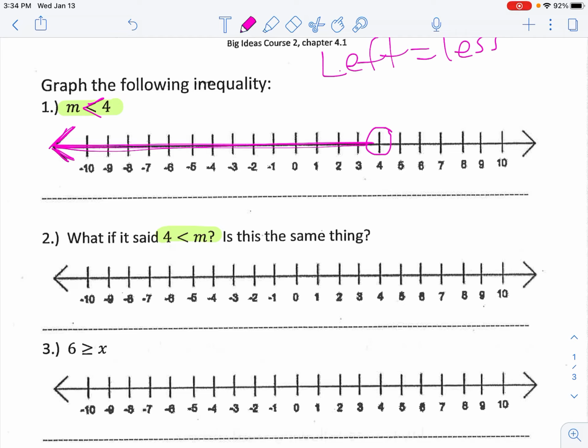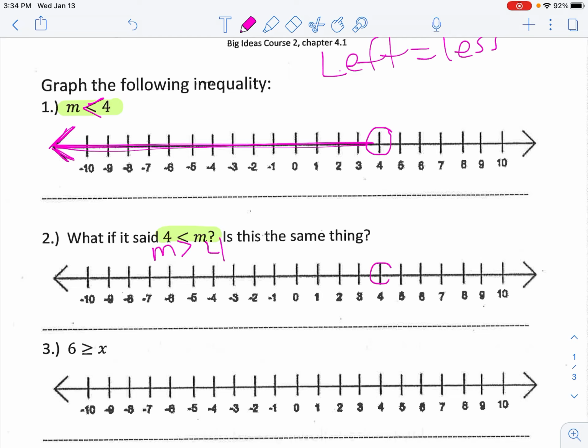Now, when we're solving inequalities, you always have to make sure your variable is on the left. So before I start, I'm going to flip the M to the left and I'm going to flip the 4 to the right. If you flip your variable, you have to flip your sign. So 4 is less than M is the same thing as M is greater than 4. Let's see what M is greater than 4 would look like on a graph.